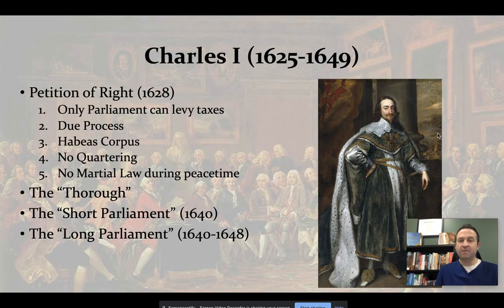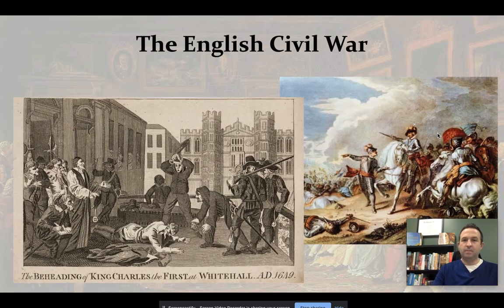Remember, Charles is leaning Catholic. His supporters in Parliament lean Catholic. But the majority now in Parliament is Puritan, Calvinist. And this all leads to the English Civil War.